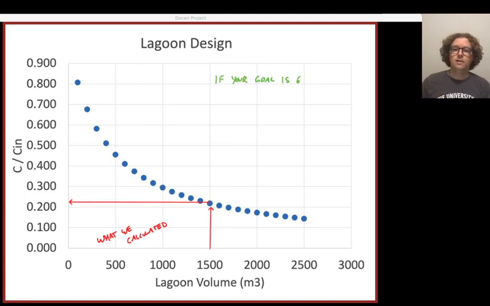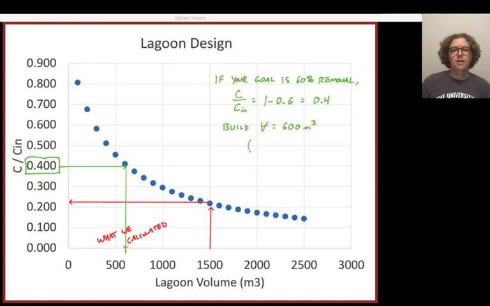Now, if you wanted to use this in a design context, maybe your goal is actually not to remove as much, right? Maybe you only need that effluent to be 60% removed. So the C over C in would be 40%. You'll have knocked it down to 40% of its inflowing concentration. You could start there, bounce over to this design equation, and find that you need a volume of about 600 cubic meters. And of course, you could use the equation that underlies this to calculate the exact number.